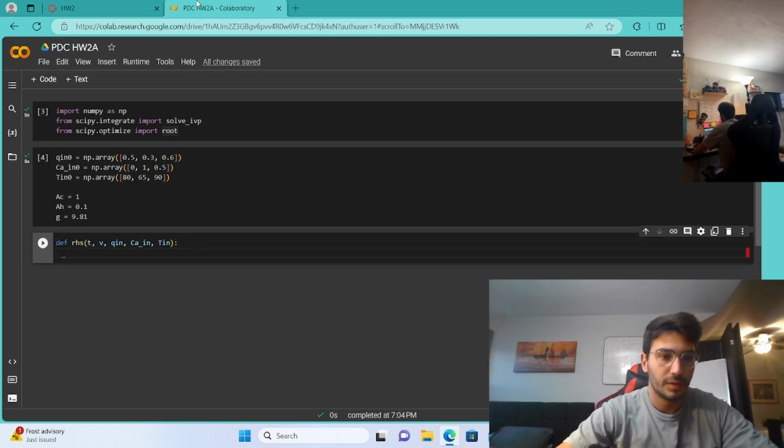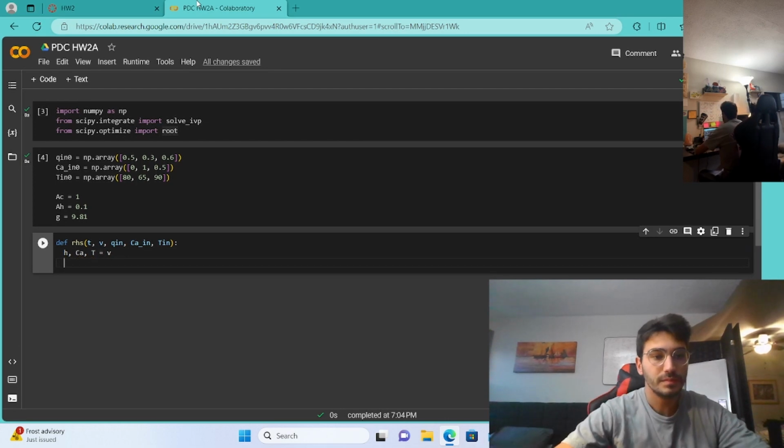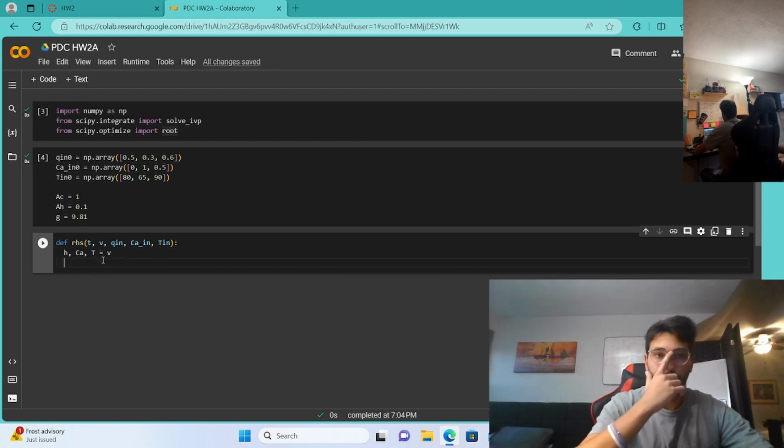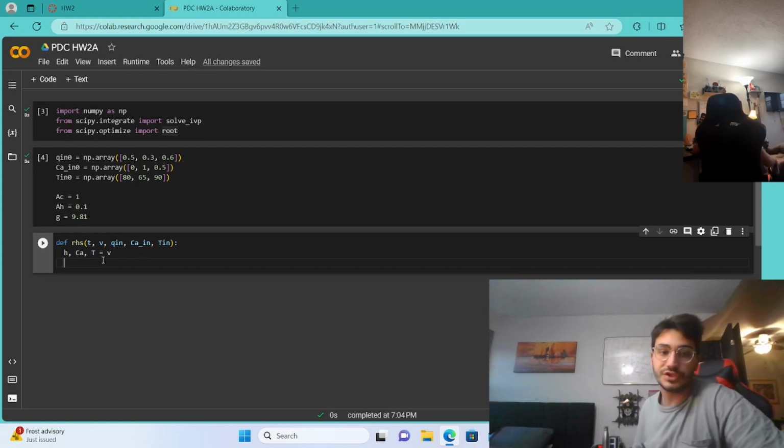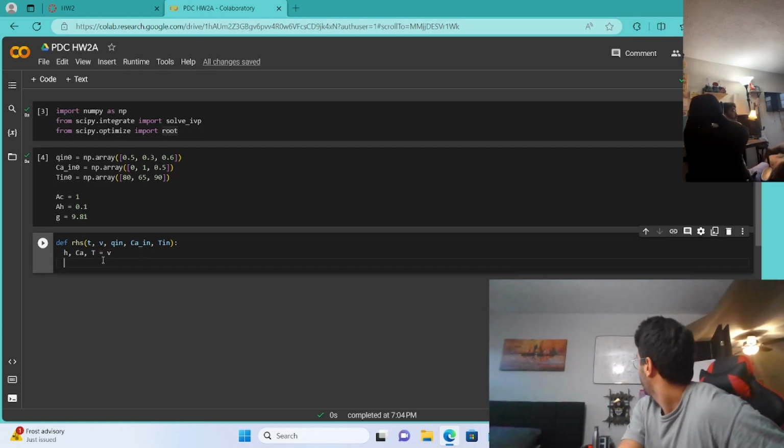And then we're going to pass through the vector. We're going to have our height, right? What else? Our concentration and our temperature as well. Right? And now that we've unpacked this, we can go ahead and put in our equations that we achieved earlier, right?